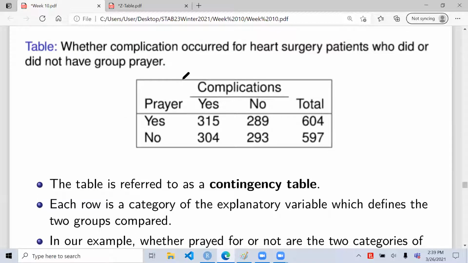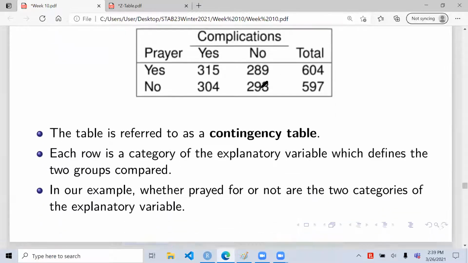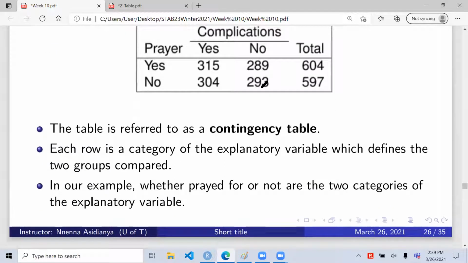The response variable always happens in the column space. So this is a column. The outcome, yes, they had complications versus no, they did not, is in the column space. So please be mindful whenever you construct your question for the assignment. If you have any questions, please email me or put it in the discussion board so you can ask. In my mind, I've determined what the response variable is and what the predictive variable is, right?